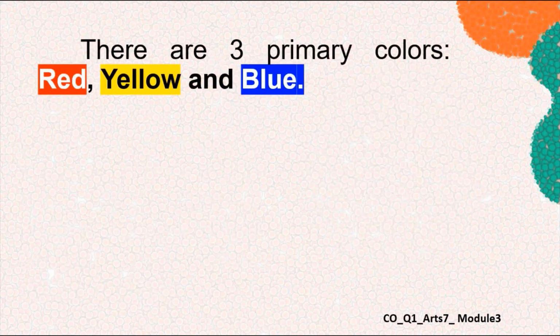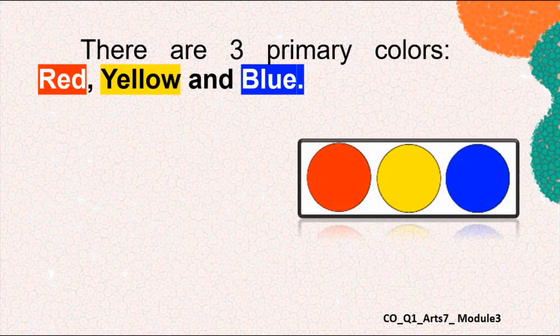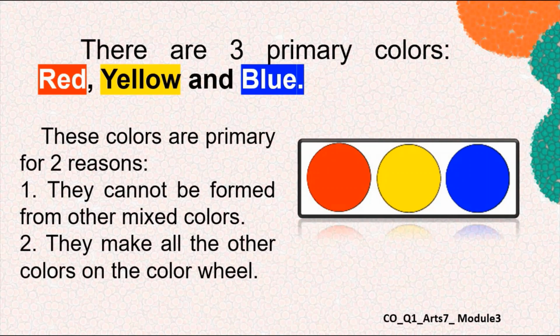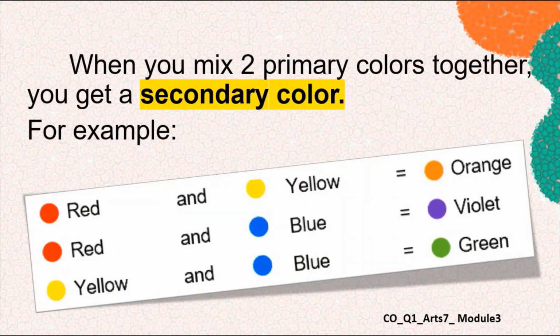There are three primary colors, such as red, yellow, and blue. These colors are primary for two reasons. They cannot be formed from other mixed colors, and they make all the other colors on the color wheel. When you mix two primary colors together, you get a secondary color. For example, to get orange, you add red and yellow. And when you add red and blue, you will get violet. When you add yellow and blue, you will get green.